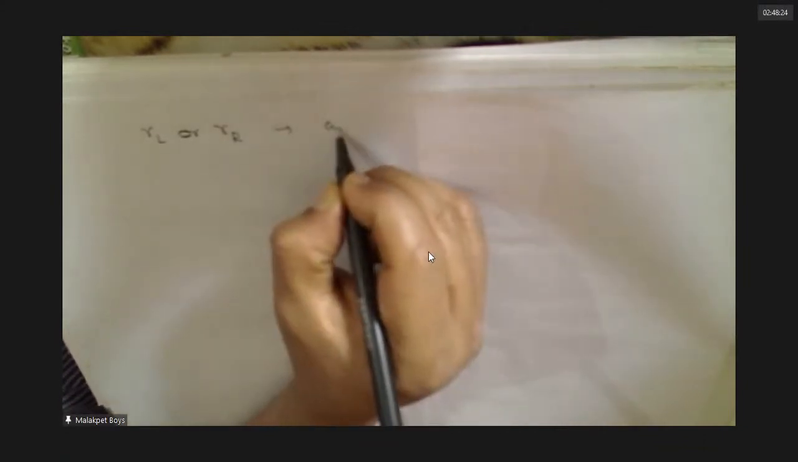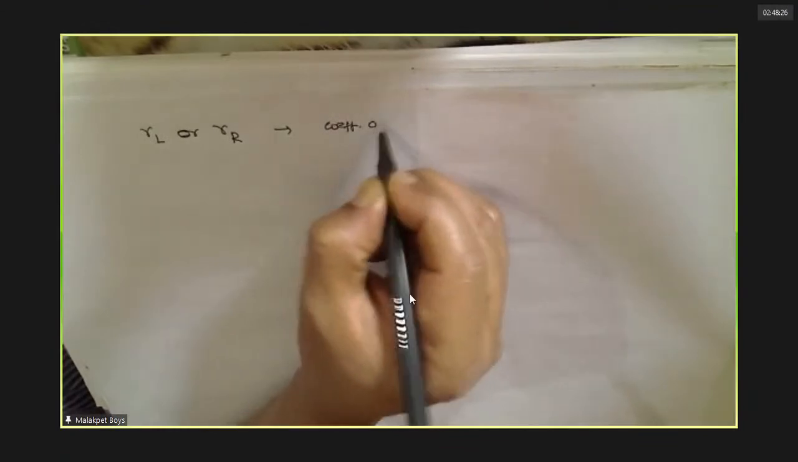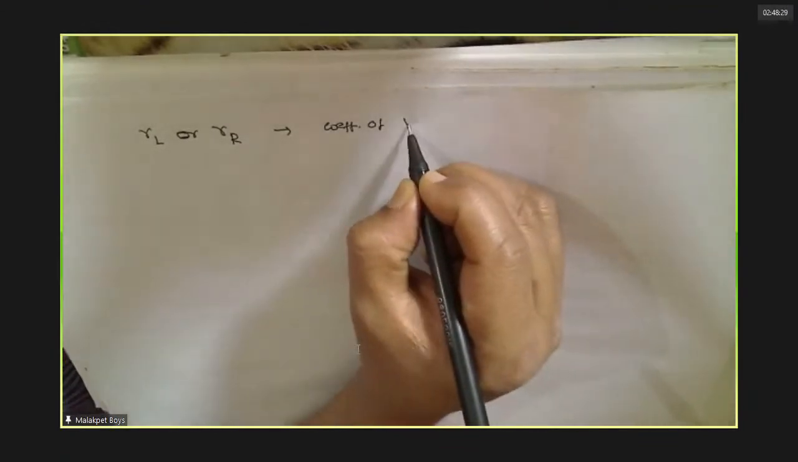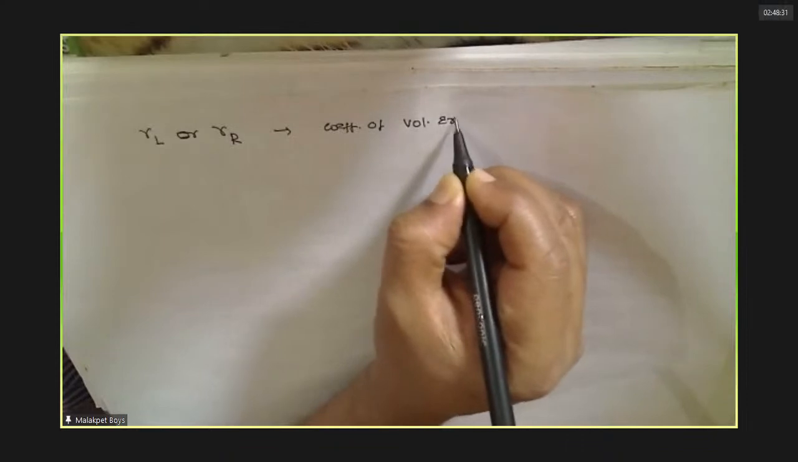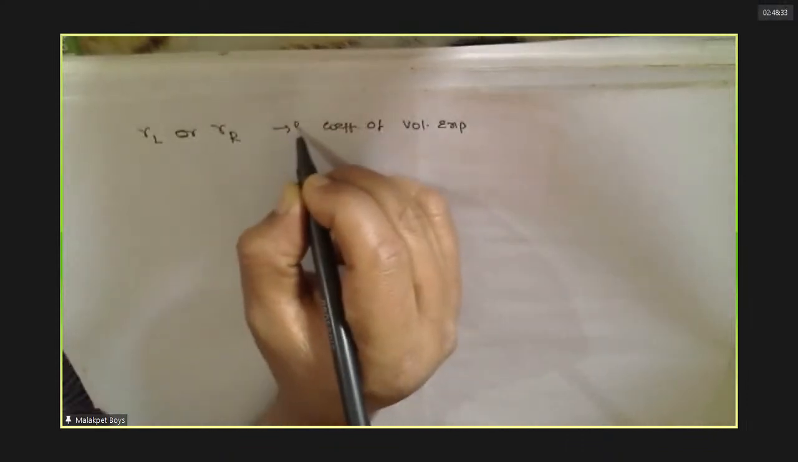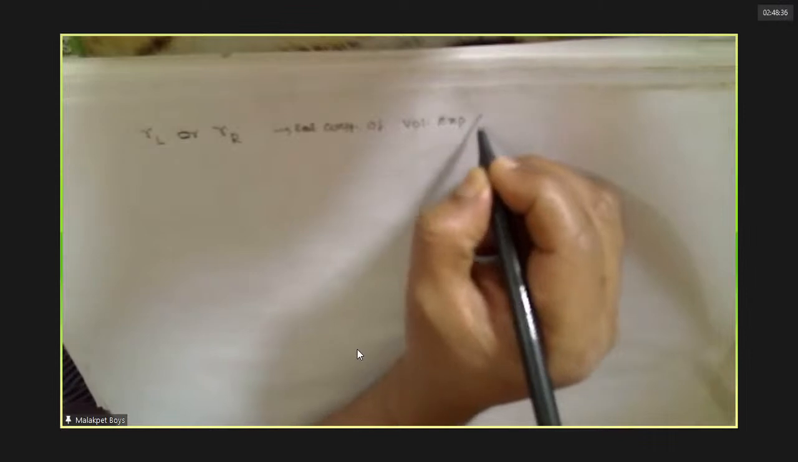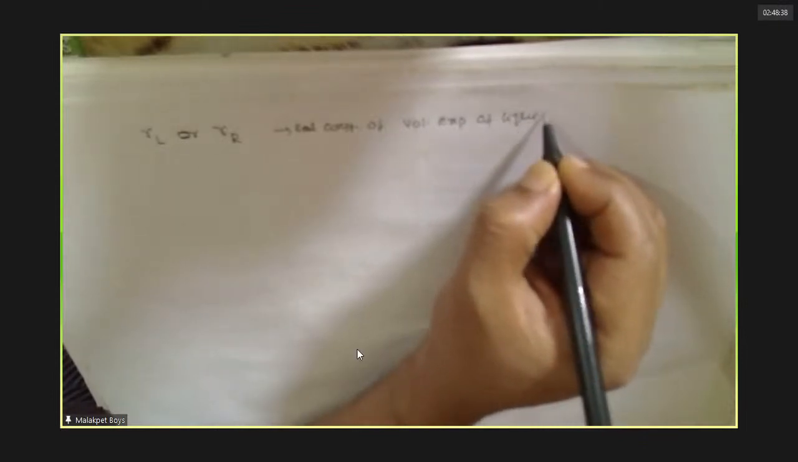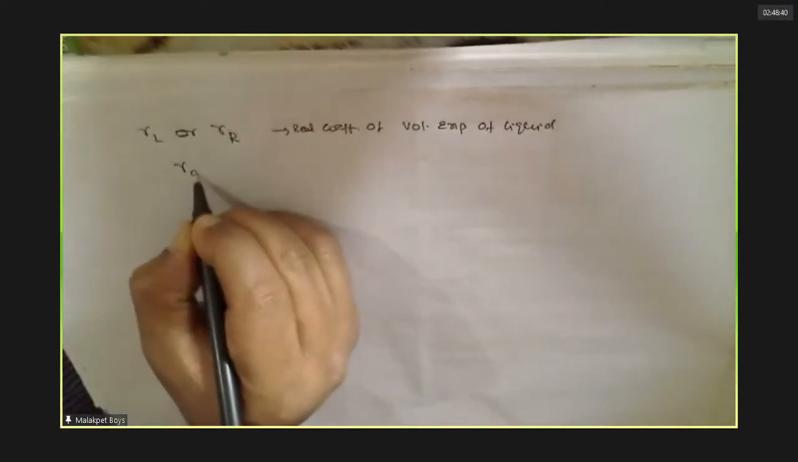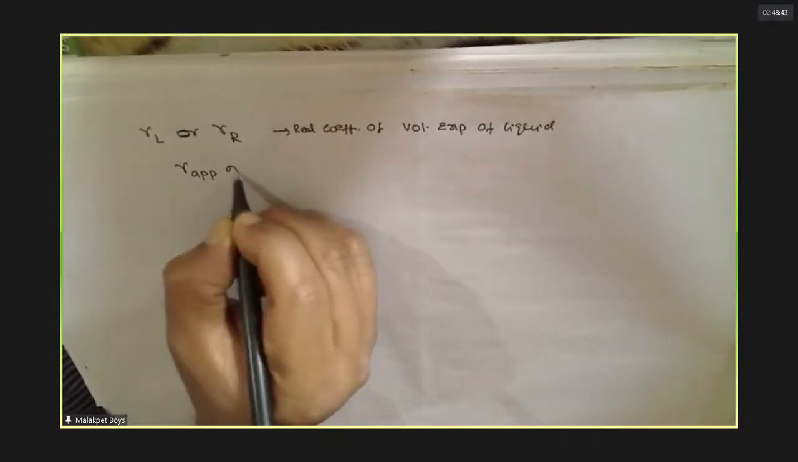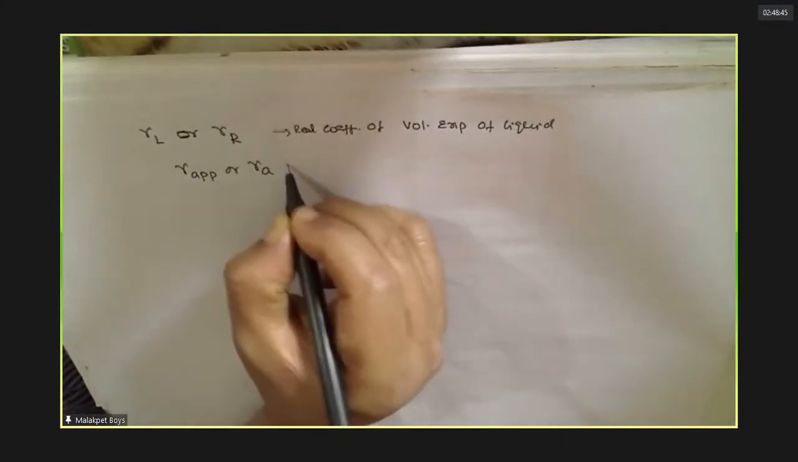So remember that unlike solid, liquid has two expansions. What are those? One is real expansion and sometimes apparent expansion. This is the coefficient of real expansion, and you have gamma apparent. Or they'll write it as gamma A.